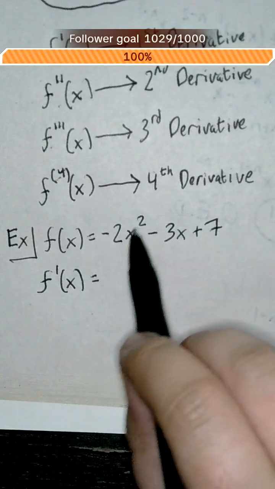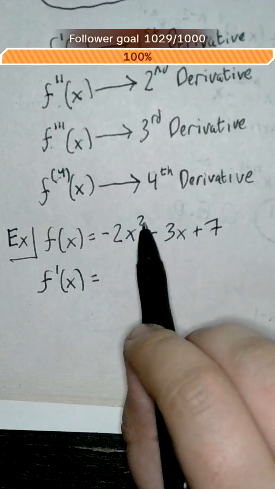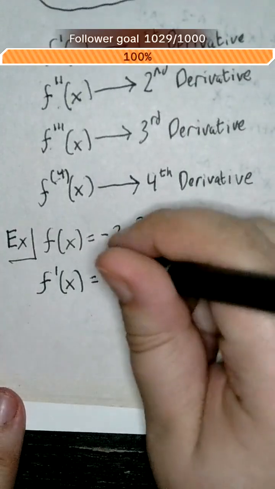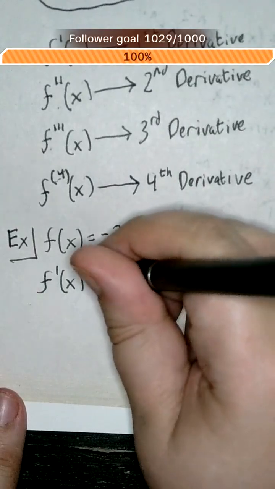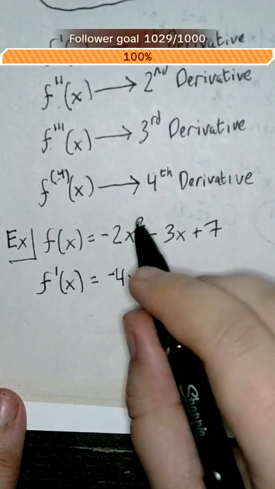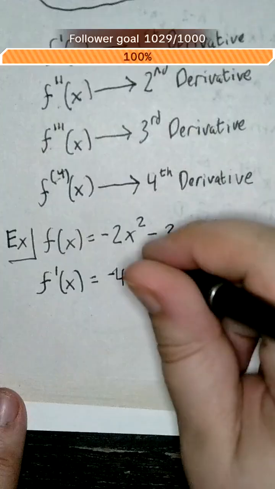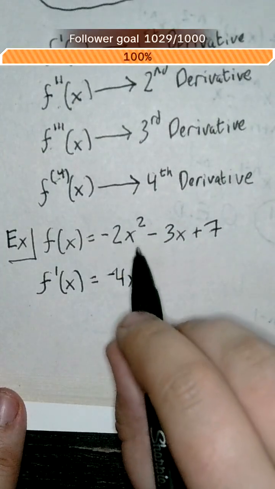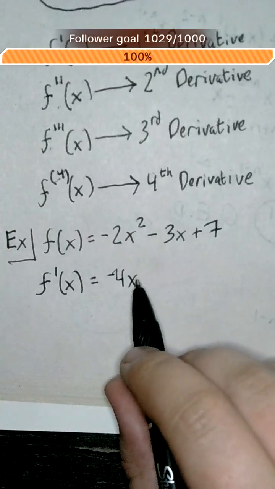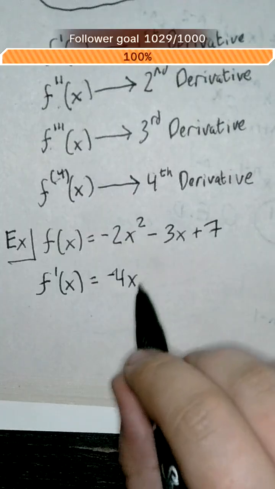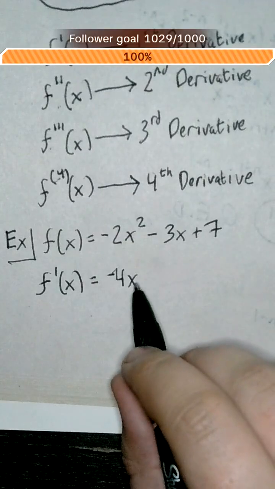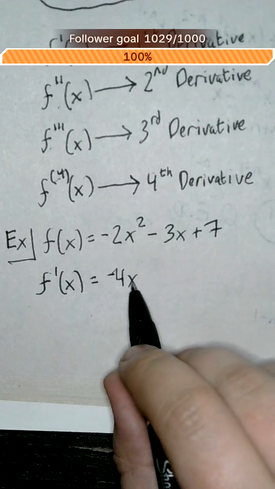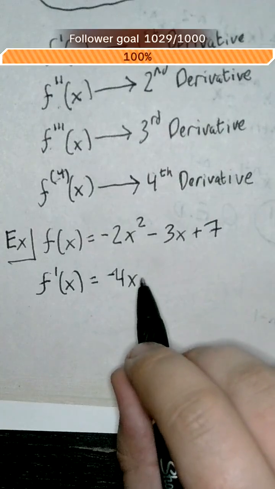So I have negative 2. I'm going to take this 2 and move it out front. Negative 2 times 2 gives me negative 4. Then x to the 2 minus 1. 2 minus 1 gives me 1. So it's 4x to the 1. Remember, I can say this as just 4x. Why? Because a variable without an exponent is the same as that variable raised to the first. So I'm not going to actually write that.